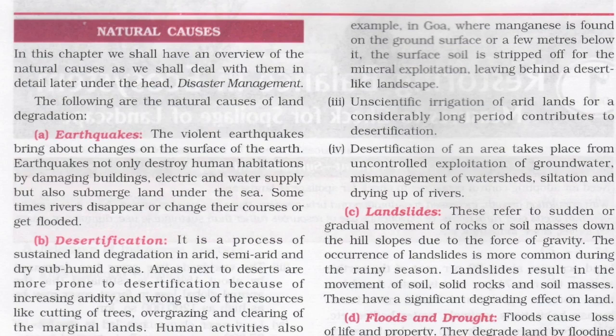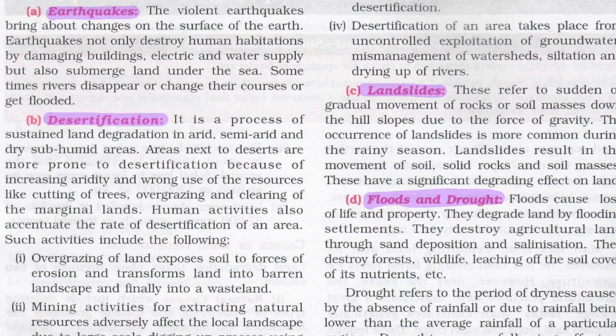Natural causes. Some of the natural causes are earthquakes, desertification, landslides, floods and droughts. Earthquakes. Violent earthquakes bring change on the surface of the earth. They disturb the earth and its pattern. Earthquakes damage buildings, electric and water supply. They can submerge land under the sea also. Sometimes a river disappears, changes its course or gets flooded because of an earthquake.